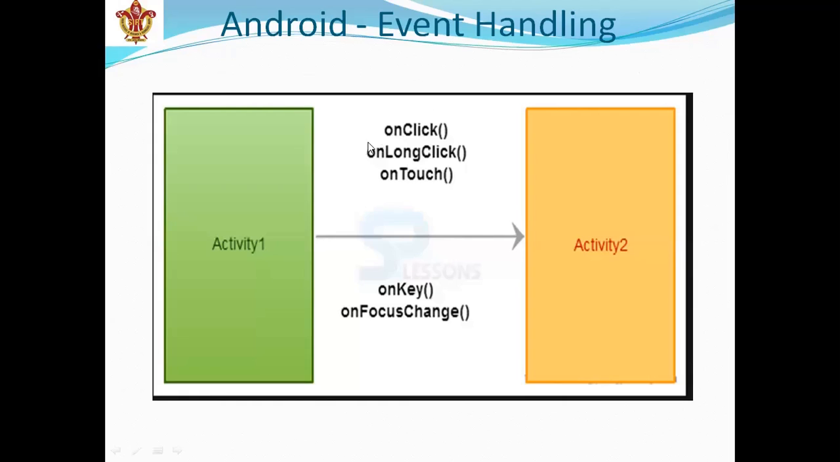In the diagram here you can see activity 1 and activity 2. There is one arrow going from activity 1 to activity 2. So on click, we can go from activity 1 to activity 2. On long press click, we can also go from activity 1 to activity 2, and on touch, we can go from activity 1 to activity 2.